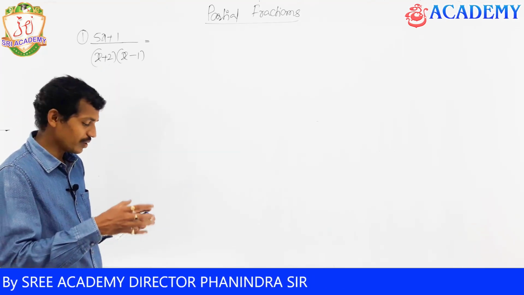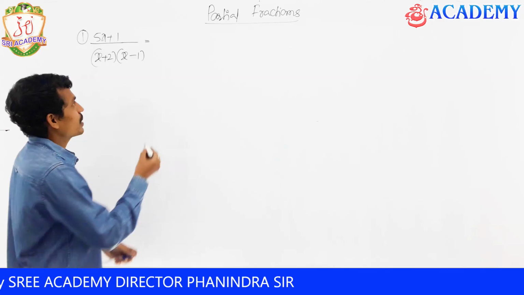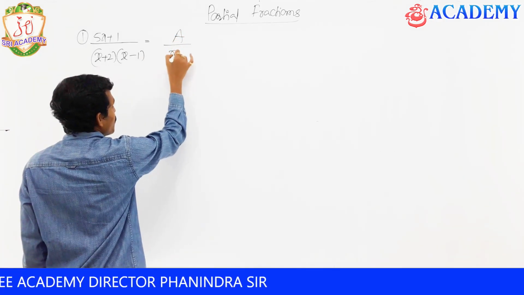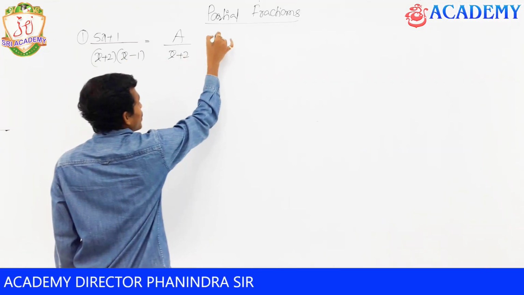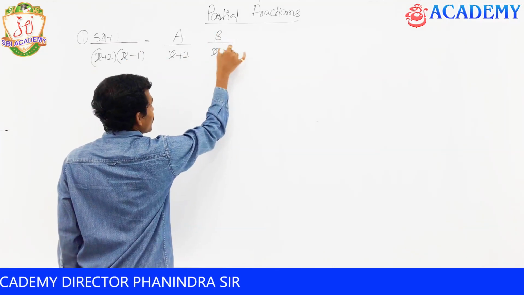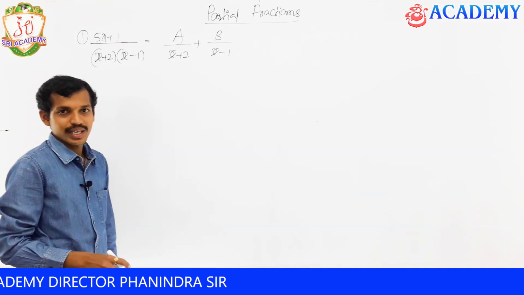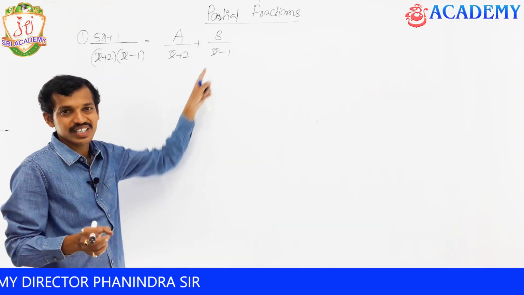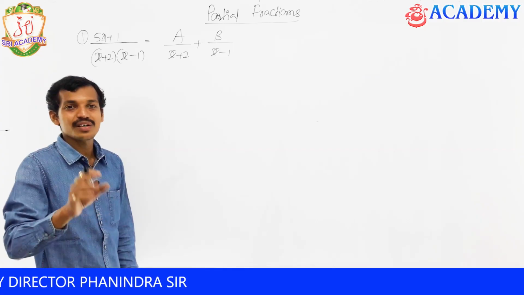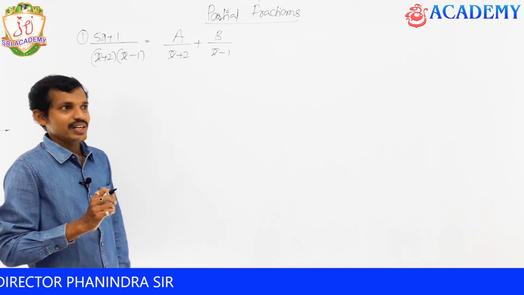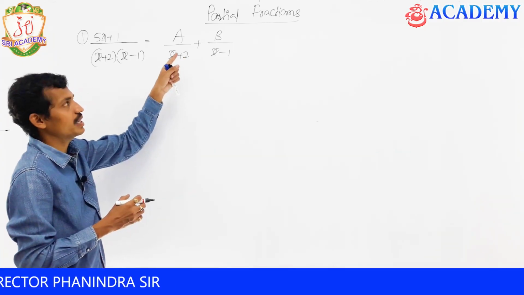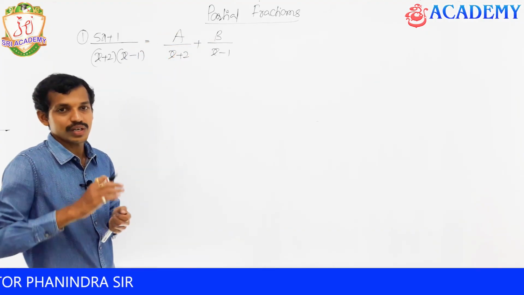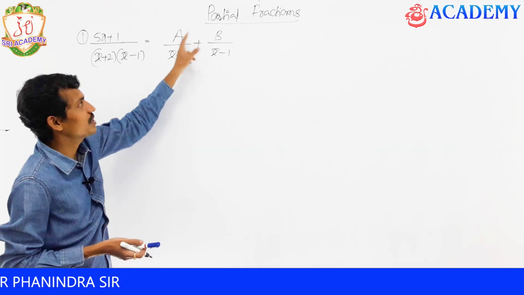By using rule number 2, we write the partial fractions. Here for x plus 2 we have a by x plus 2, and for x minus 1, b divided by x minus 1, as a summation. Expressing one rational function as a summation of two or more proper fractions is known as splitting into partial fractions. Now I am finding these unknown values a and b, and only then is the partial fraction complete. You must give these unknown values.